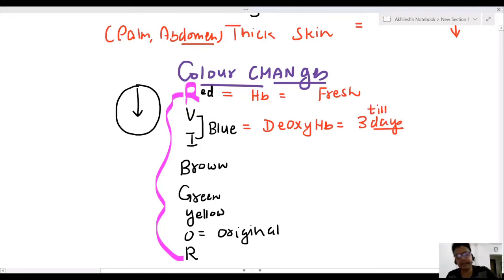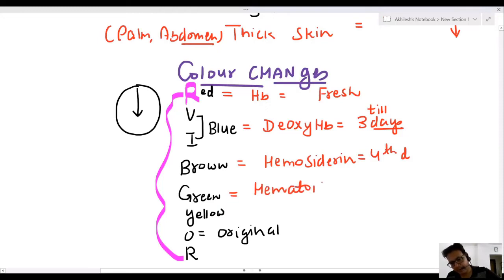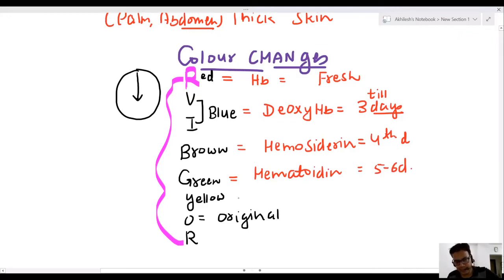Till third day, it is blue color. Then deoxyhemoglobin is converted into hemosiderin on fourth day. Then hemosiderin gets converted into hematoidin on 5th to 6th days. Then hematoidin gets converted into bilirubin. 7 to 13 days causes yellow color.